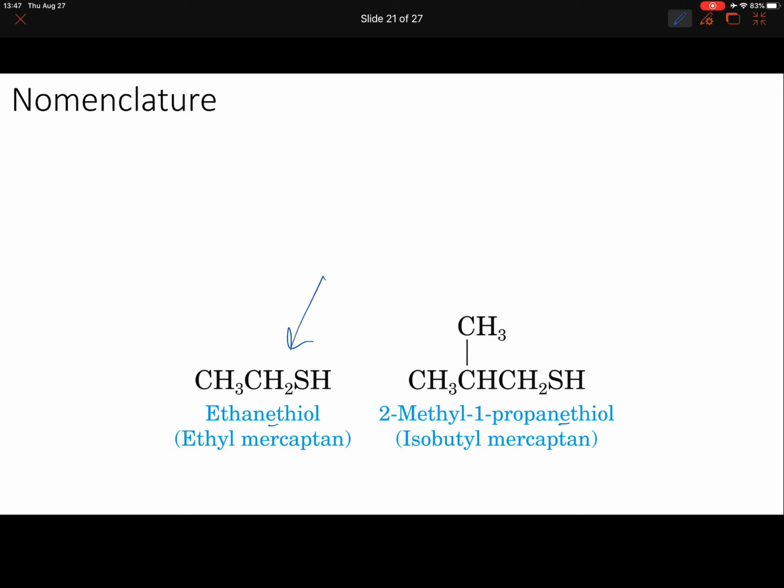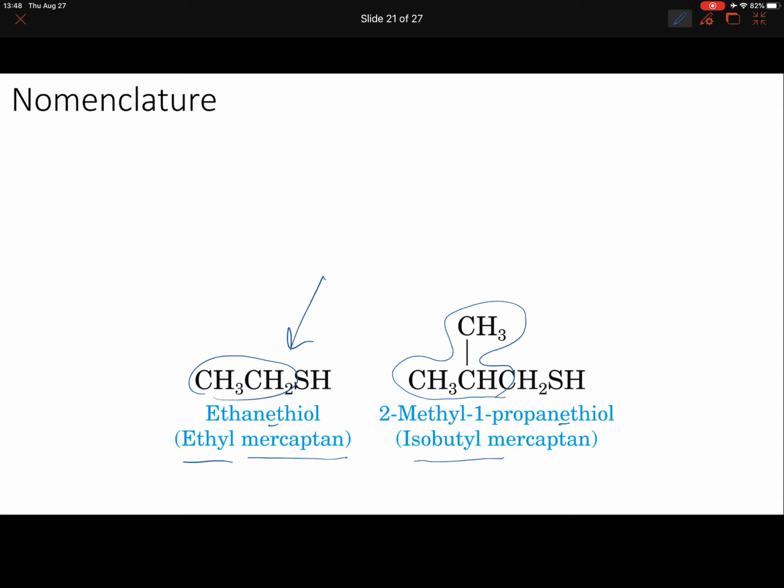Now, common names for simple thiols come from naming the alkyl group and then adding the word mercaptan. So this is ethyl mercaptan because it's an ethyl, and then mercaptan here means thiol. Isobutyl, because of the way this is set up, right? Isobutyl mercaptan. But otherwise, we would just name this as a normal.